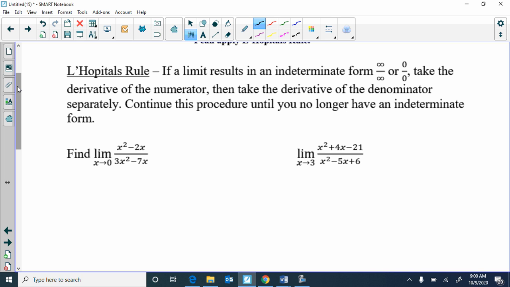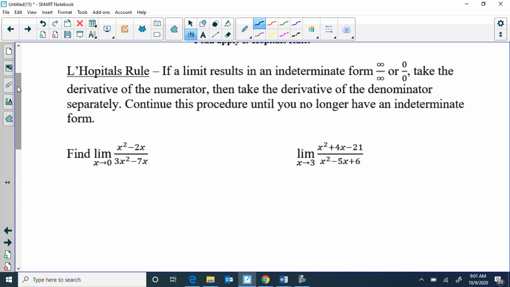L'Hopital's rule is a limits rule you can use if you try to take the limit of some rational function and it results in an indeterminate form. So the numerator goes to infinity and the denominator goes to infinity or negative infinity, or the numerator goes to 0 and the denominator goes to 0. If this happens, you take the derivative of the numerator, separately take the derivative of the denominator, and continue this procedure until you no longer have an indeterminate form. Let's take a look.